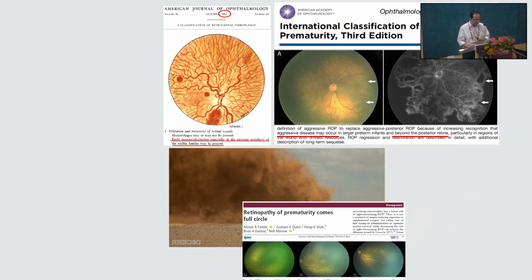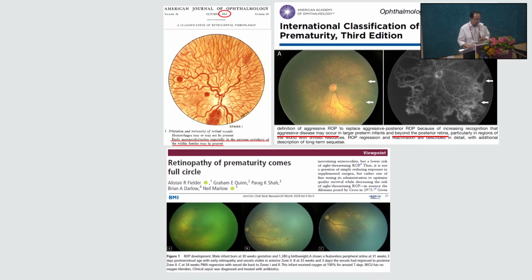We have come up with this recent publication called Retinopathy of Prematurity Comes Full Circle. After 70 years, the same disease is coming. And this was published in the neonatology journal ADC-FNN, which is the official journal of the Royal College of Pediatricians. The co-authors were Alistair Fielder and Graham Quinn, who were the other two main pillars of iROP 3. Graham Quinn actually is the only member from the first iROP 3, and Brian Darlow and Neil Marlowe are sort of the rock stars of neonatology. And collectively all agree that this is what is happening.